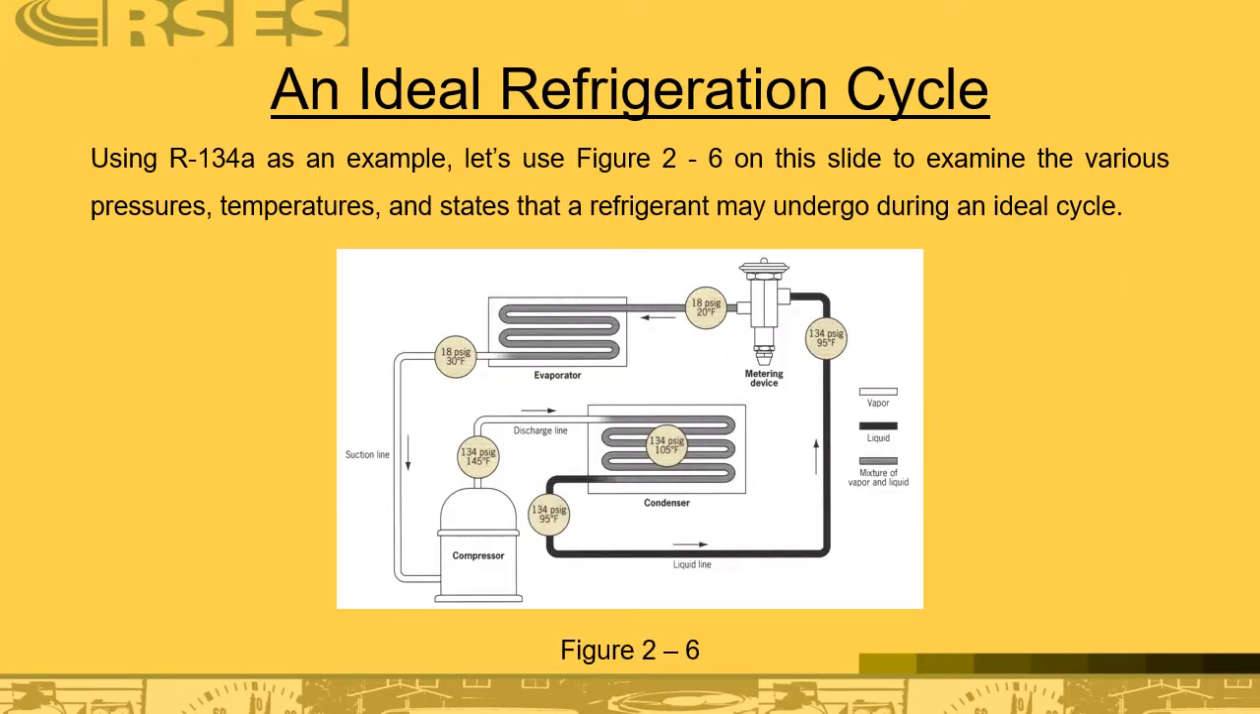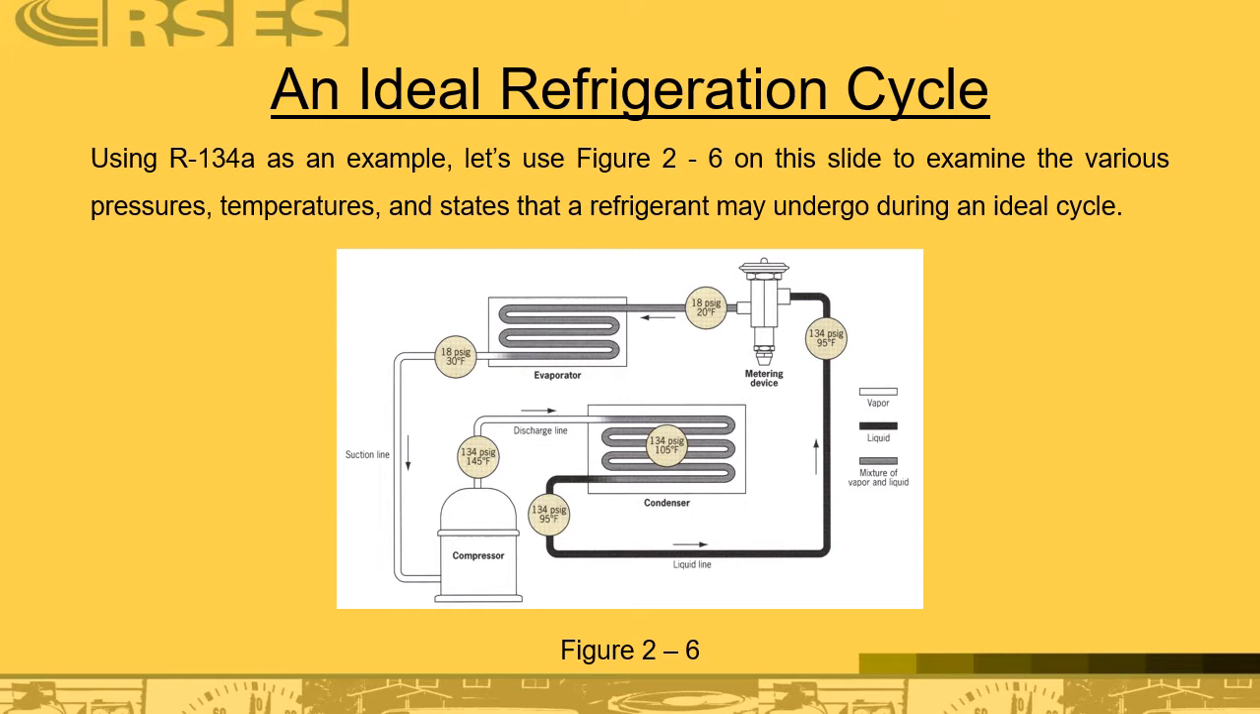An ideal refrigeration cycle, using R134A as an example. Examine the different pressures, temperatures, and states the refrigerant may undergo during an ideal cycle. Notice what we have coming into the suction line. We have 18 psig at 30 degrees Fahrenheit. Leaving the compressor, it has been elevated to 134 psig. Look what happens to the temperature. It goes up to 145 degrees.